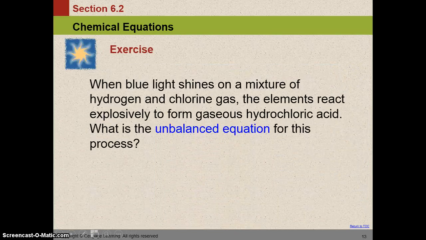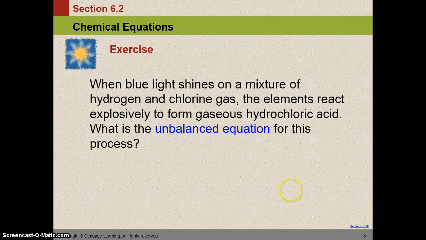Let's look at this exercise. When blue light shines on a mixture of hydrogen and chlorine gas, the elements react explosively to form gaseous hydrochloric acid. What is the unbalanced equation for this process? And I warned you about this in the last chapter, that you needed to know how to name compounds in order to be able to write out your chemical equations properly.